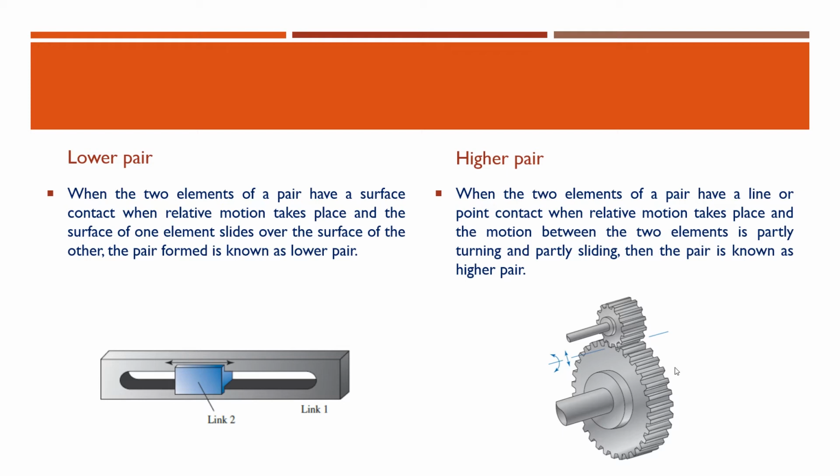So this is the difference between a lower pair and a higher pair. In a lower pair there is a surface contact, whereas in a higher pair there is a line contact or point contact. Because this is very important from this subject point of view, you need to have a clear differentiation between a lower pair and a higher pair. Lower pair means a surface contact and higher pair means a line or point contact. Now we will look into the different types of lower pairs.